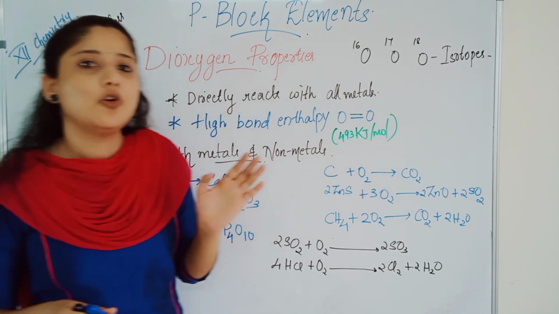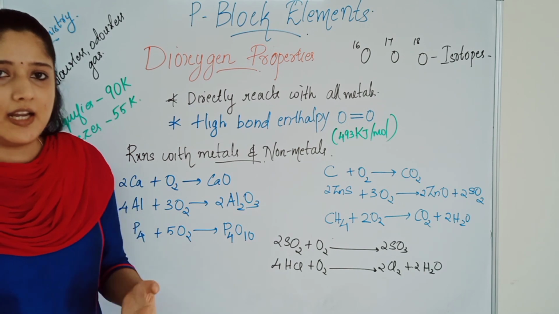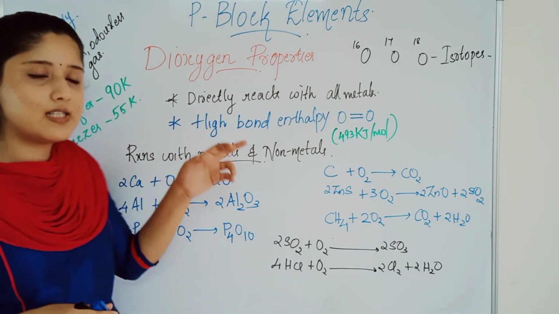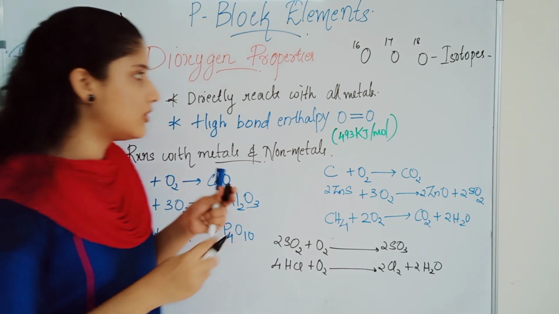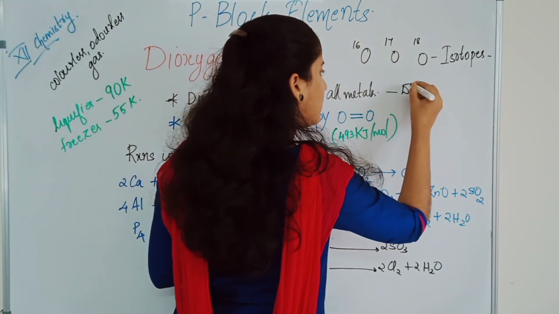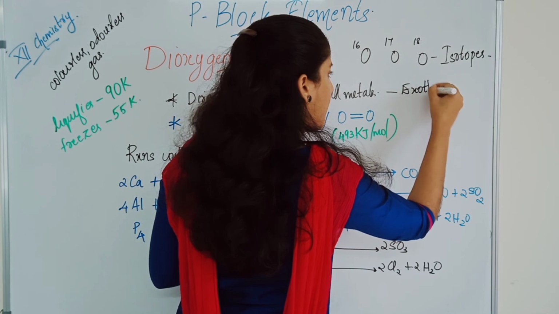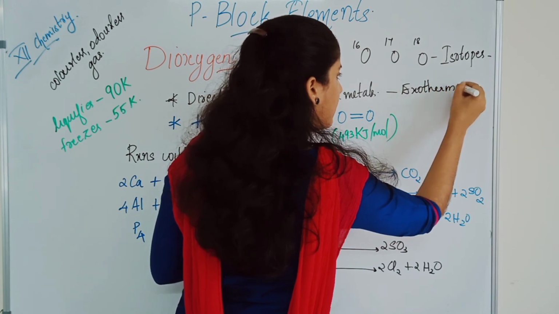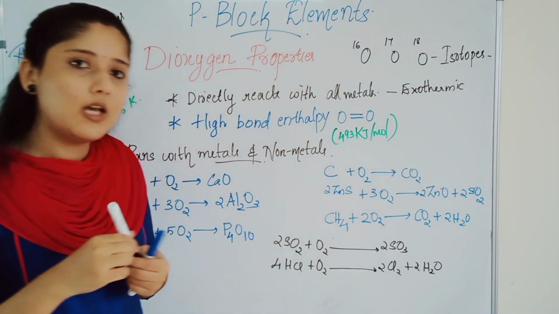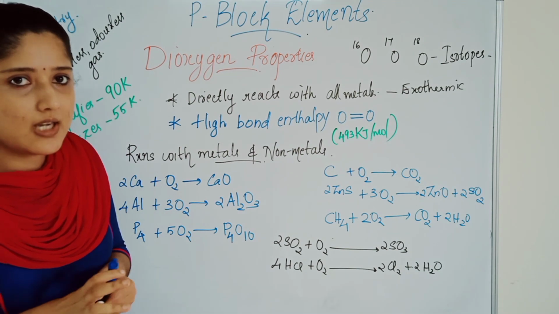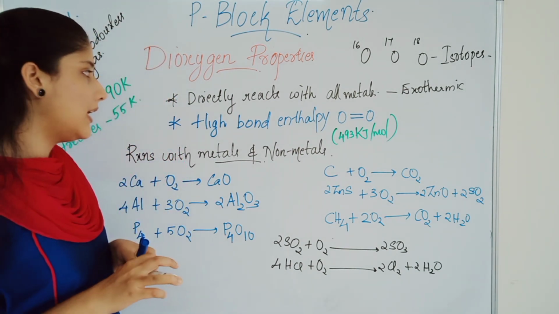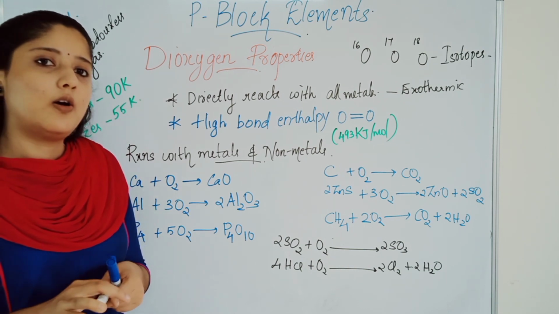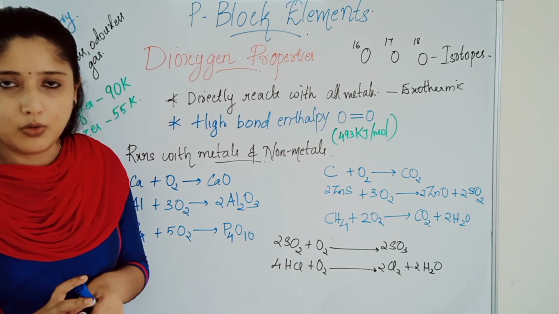Next, it usually reacts with metals easily. Dioxygen reacts with metals easily, and the reaction is what? Highly exothermic. It is exothermic. It forms oxides, that is, reacts with metals to form oxides, and the oxides formation is highly exothermic in nature.